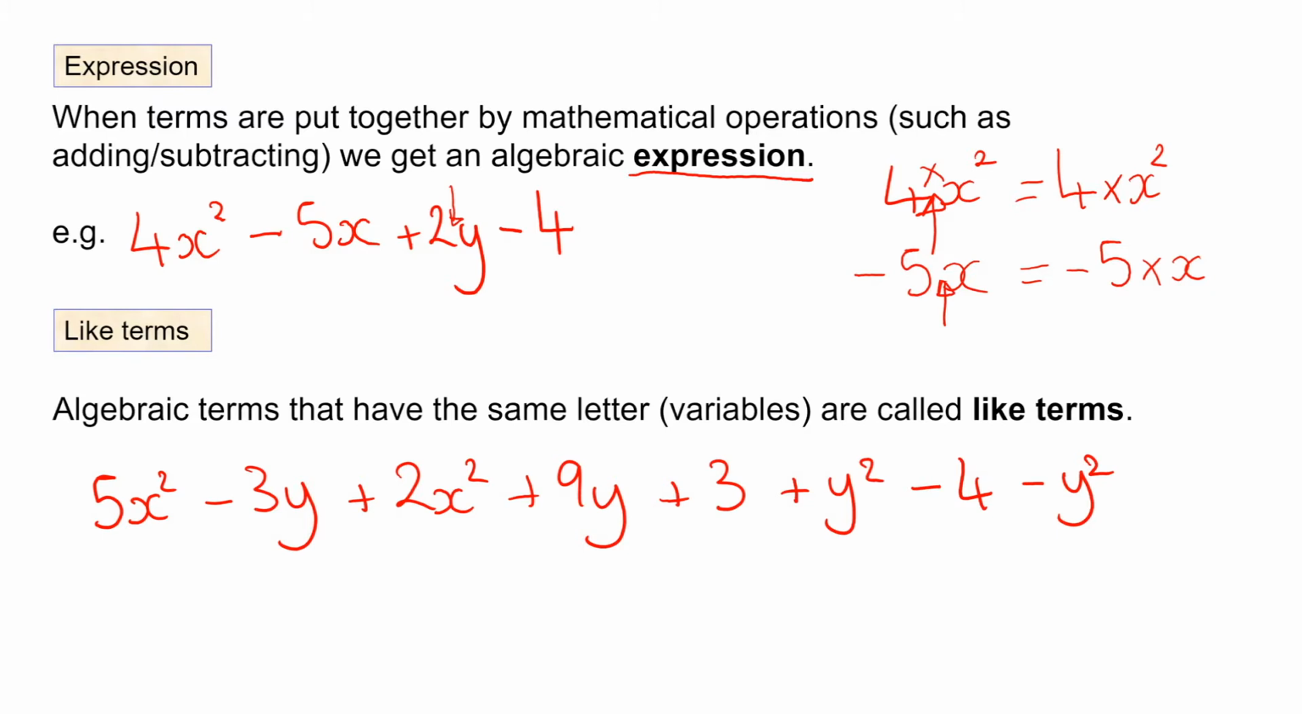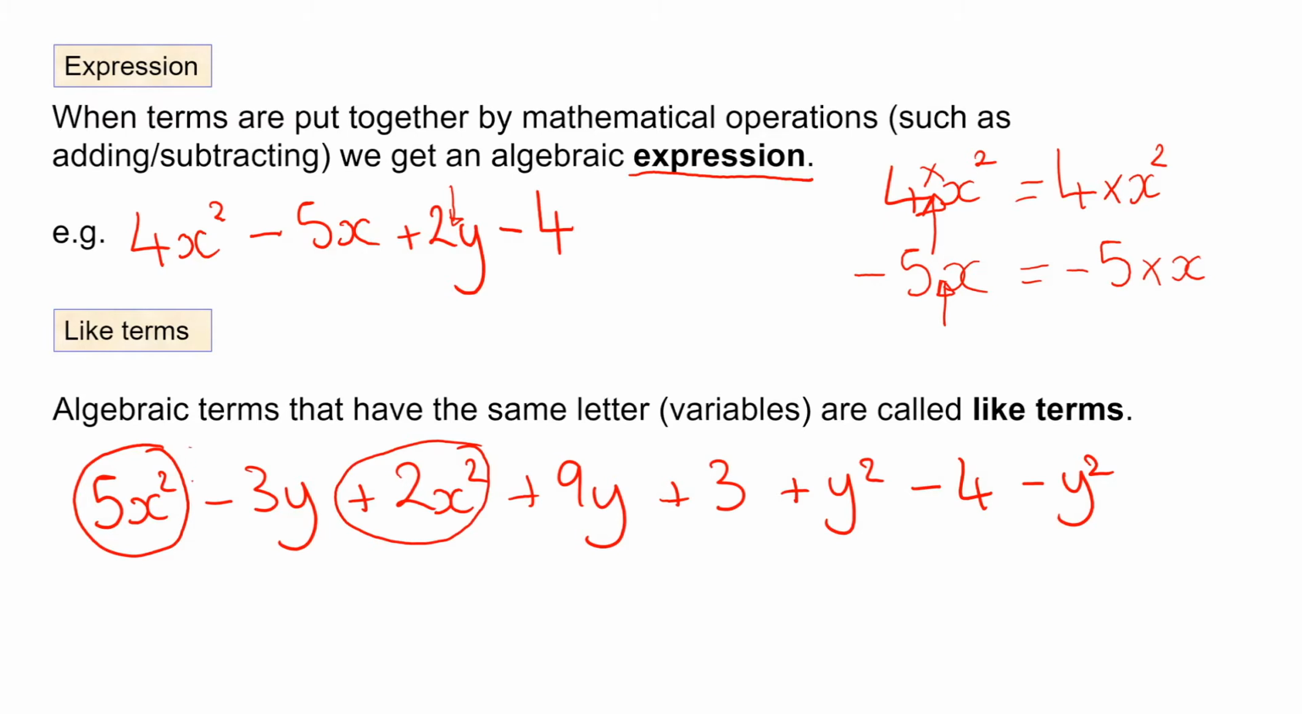So I'm going to try and bring together like terms. If I look at this term here, which is 5x squared, looking for the like term, which one has got the same letter? That would be this one here, which is your plus 2x squared. So these two, 5x squared and 2x squared, are like terms because they have the same letter.